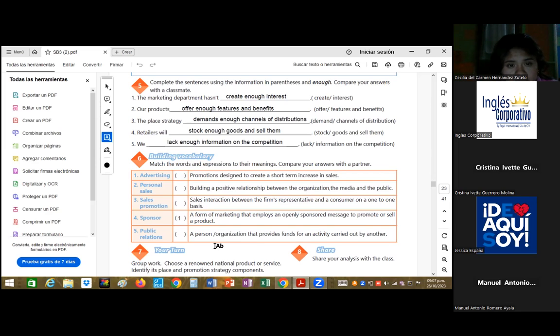Personal sales. I think it's the last one. A person, organization that provides funds. No. That is a sponsor. That's a sponsor. Yeah, you're right.